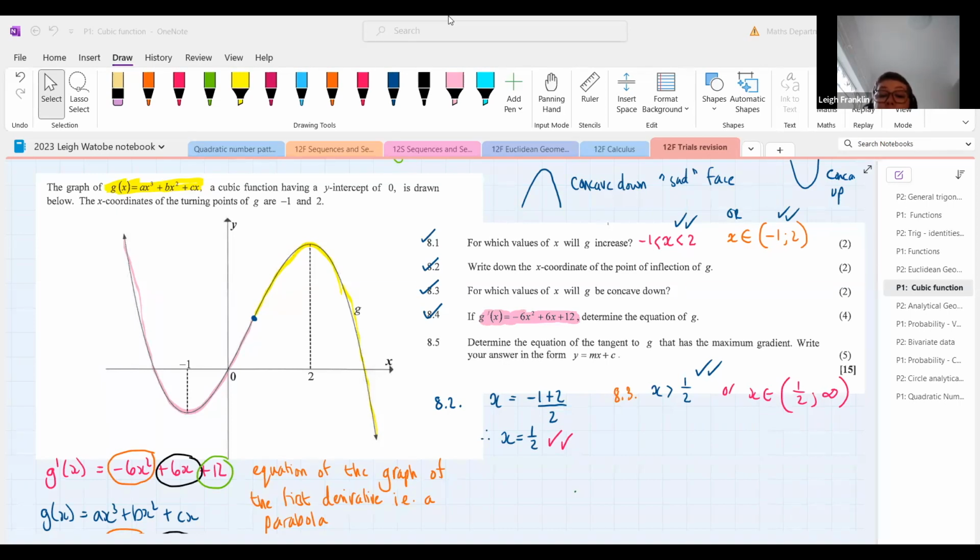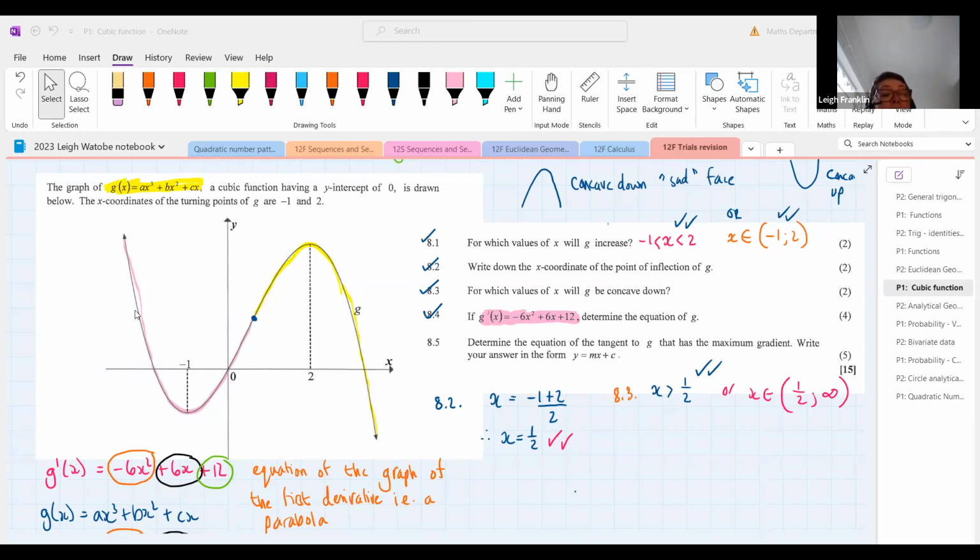No, the first derivative of g gives us the gradient. The second derivative of g gives us the point of inflection. But you're quite right. Any tangent to your function is going to be at a maximum gradient at your point of inflection. That's quite true. Yes, because the slope is up, absolutely.